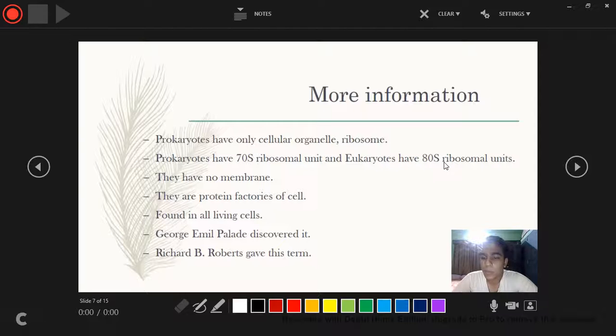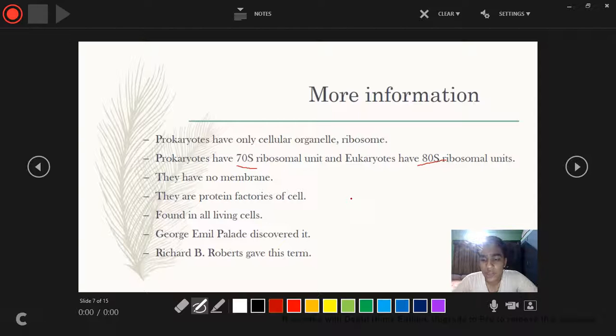Prokaryotic cells, you know the primitive cells. Prokaryotic cells have only one cellular organelle, that is ribosome. They have only ribosome. We will study what is 70S and what is 80S. Just remember, this is also a differentiation point between prokaryotes and eukaryotes. If a question comes to tell the difference between prokaryotes and eukaryotes, you can give this point that prokaryotes have 70S ribosomes or ribosomal units, and eukaryotes have 80S.